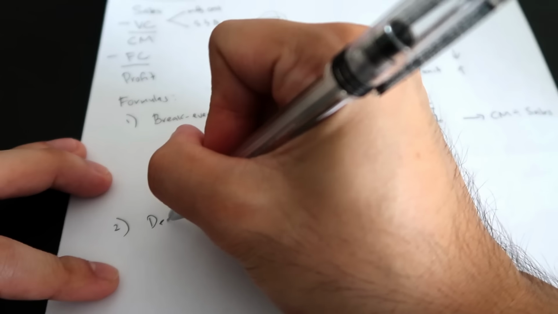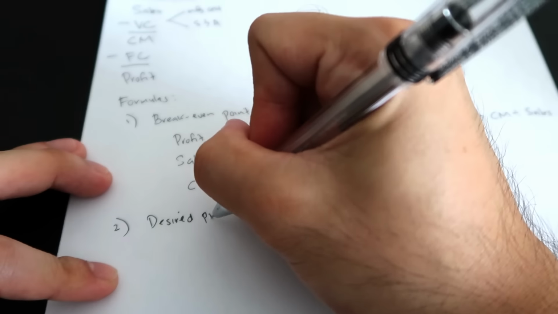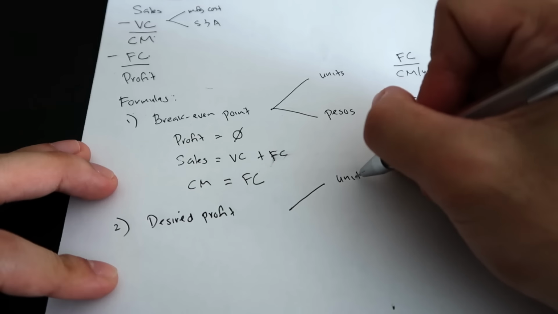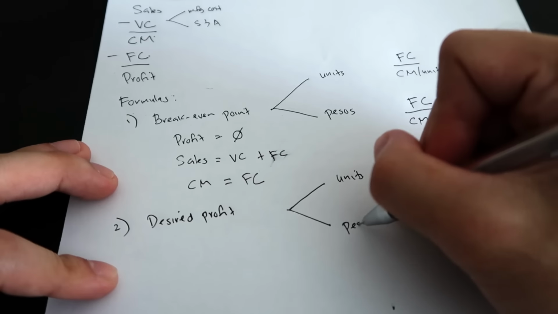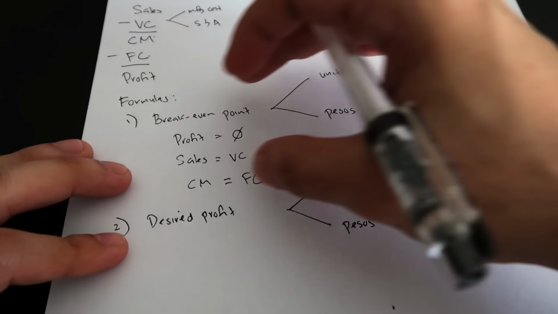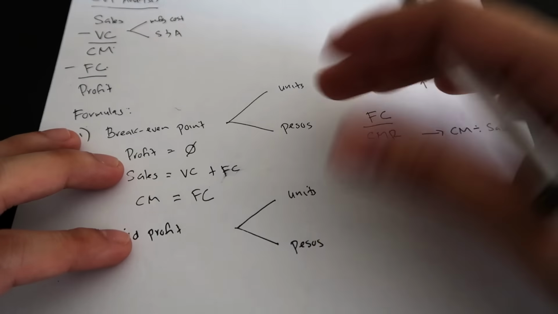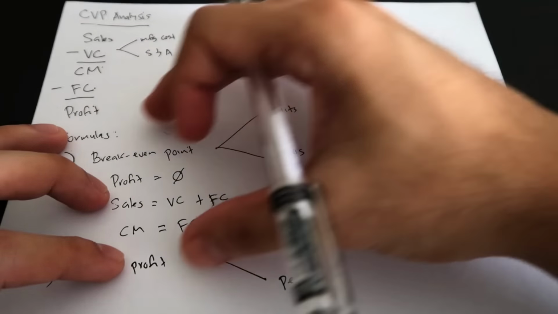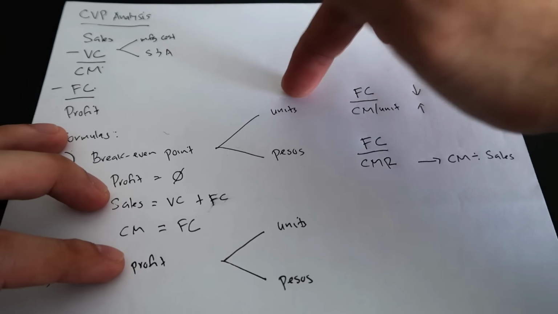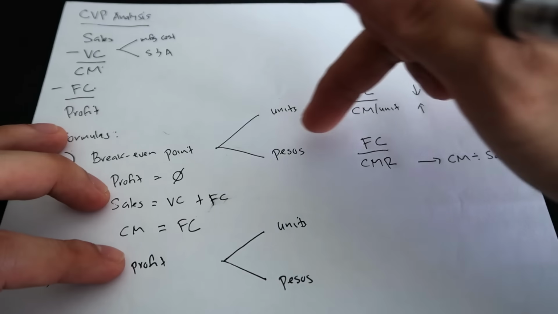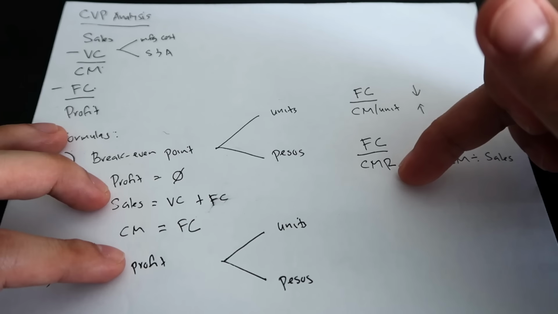Number 2 is the computation of the desired profit or the target profit. This can be computed in units and in pesos. Actually, yung desired profit is just a variation of your formulas for break-even point. So ganito gagawin natin. Let's go back to this one pala. So remember, if it's in units, break-even point in units, your denominator is per unit. If it's in pesos, your denominator is in ratio.